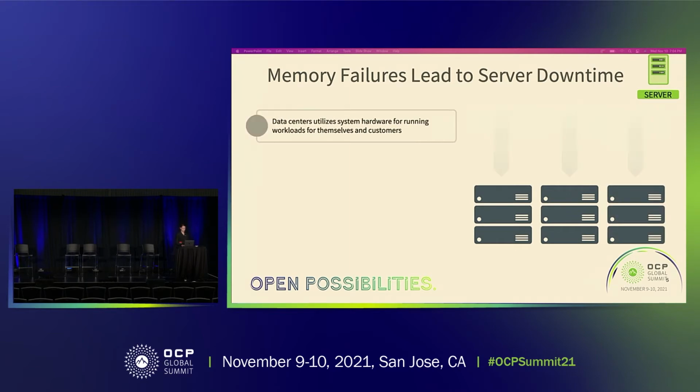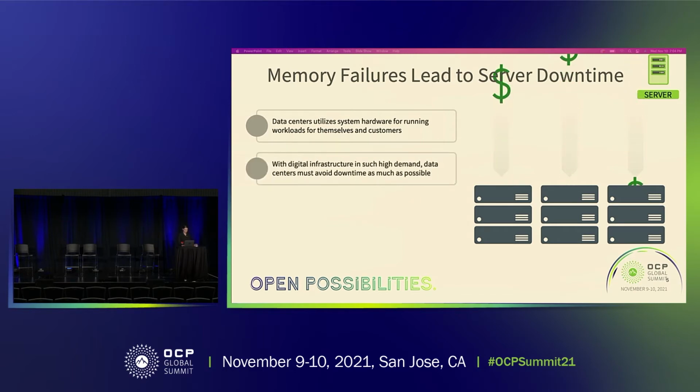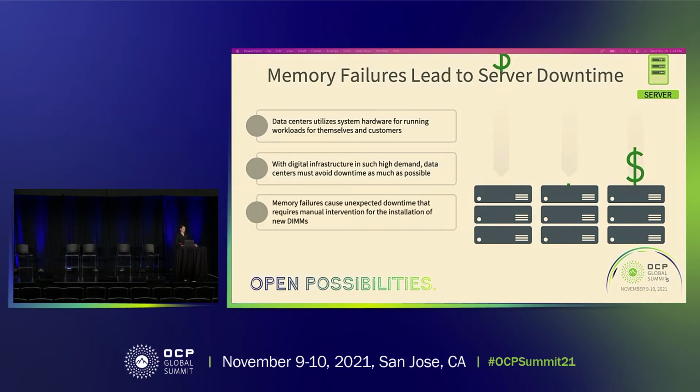So data centers utilize system hardware. We'll go ahead and build this out for running workloads for themselves and customers. So this is where we're making money off those servers. They're constantly running. They're not sitting idle. With the infrastructure in such high demand, you can't really have unexpected downtime for these. So you want to avoid unexpected downtime because that's where the money's going to stop flowing into one of these servers.